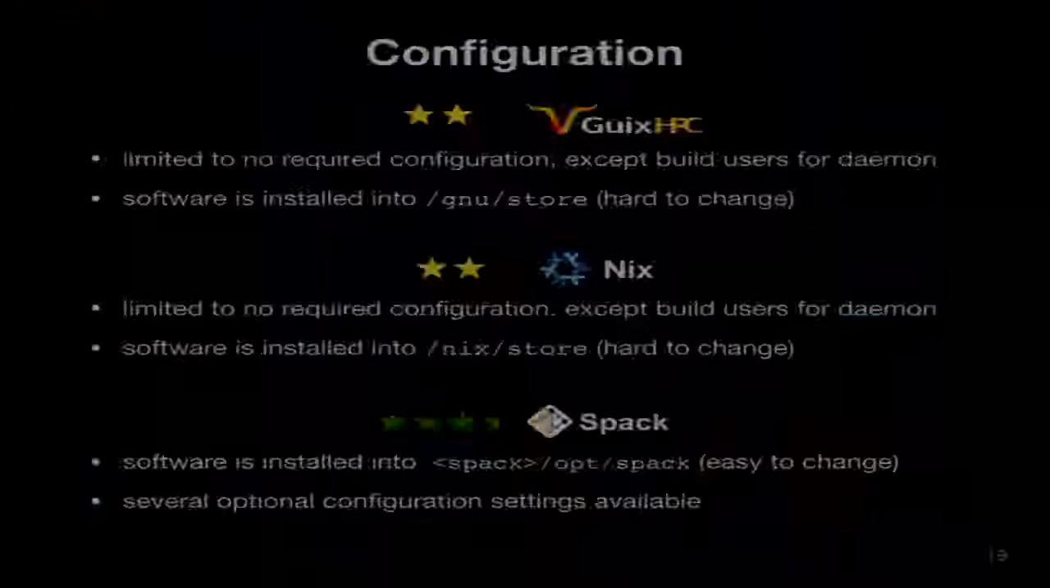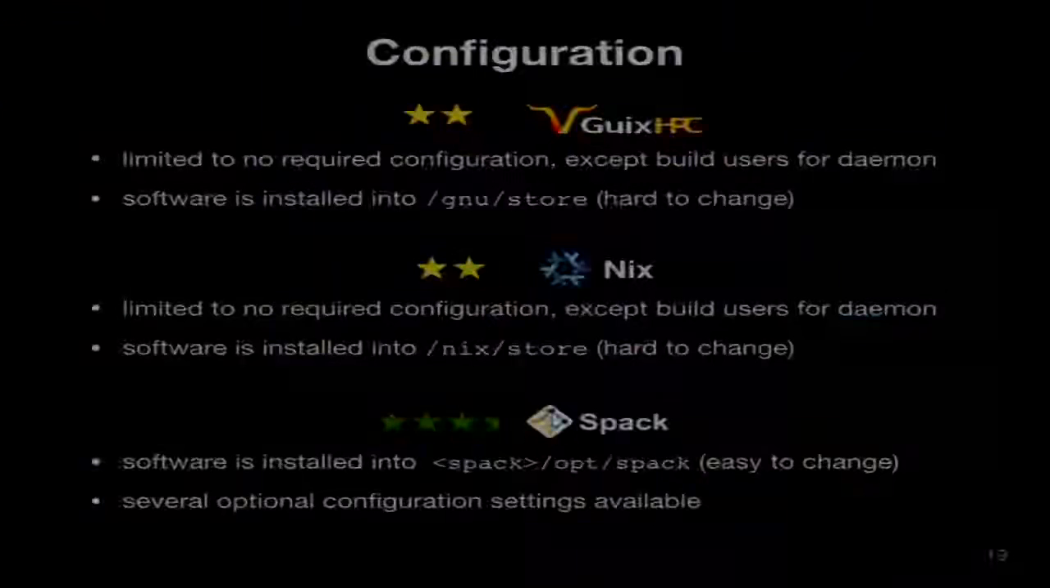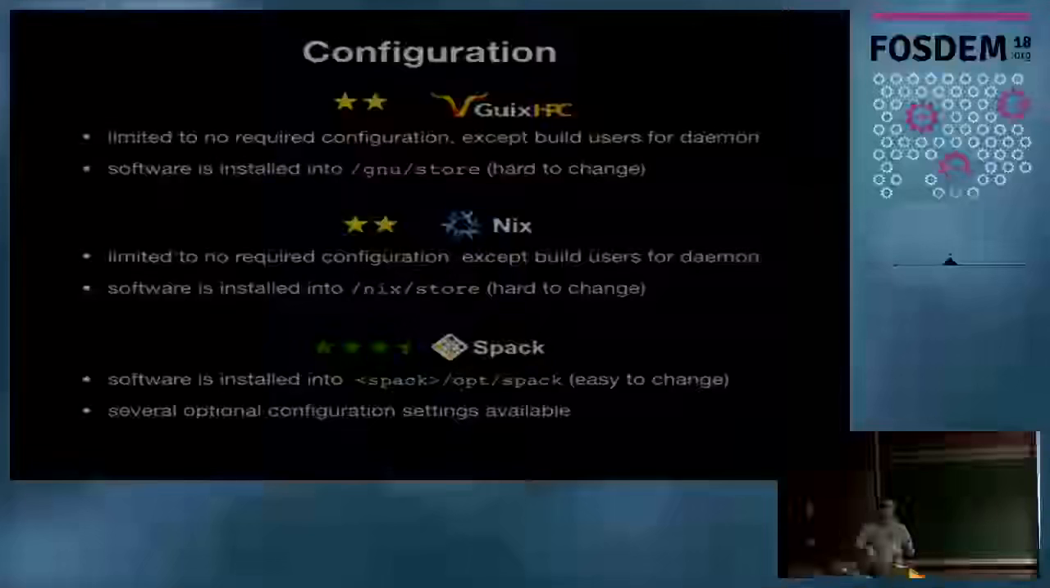Guix and Nix, I gave these a lower rating mainly because of the daemon that you have to get running as root, and you need to create build users, so that builds are realized by the build users with different permissions, and also because both of these are locked to a specific location for the software. So Guix store and Nix store, you can change it, but you're going to suffer if you change it, so typically people don't. And then Spack has very little configuration that you really need to do, but if you want to, you get a lot of options, so that's very good.